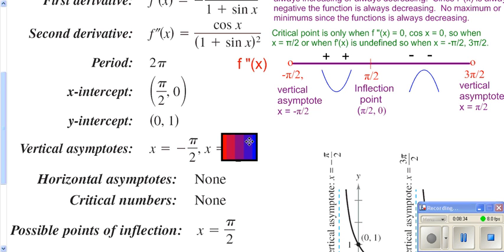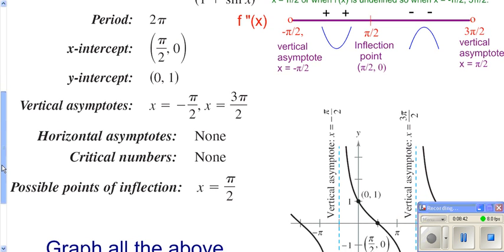Vertical asymptotes, we talked about those already. There is no horizontal asymptote. There is a point of inflection.